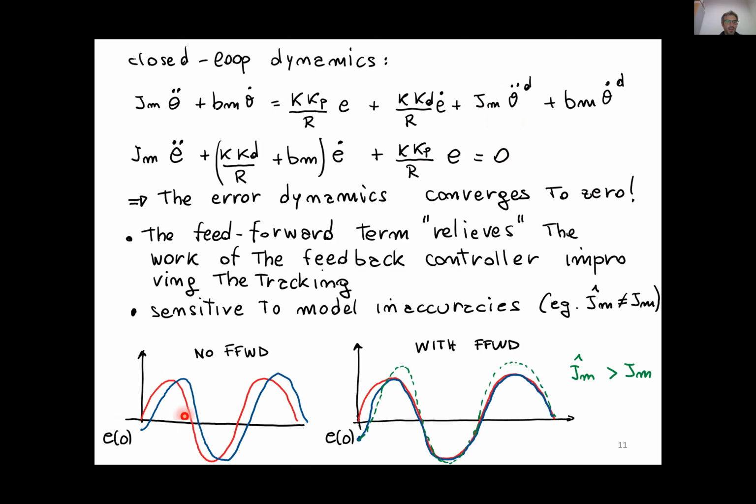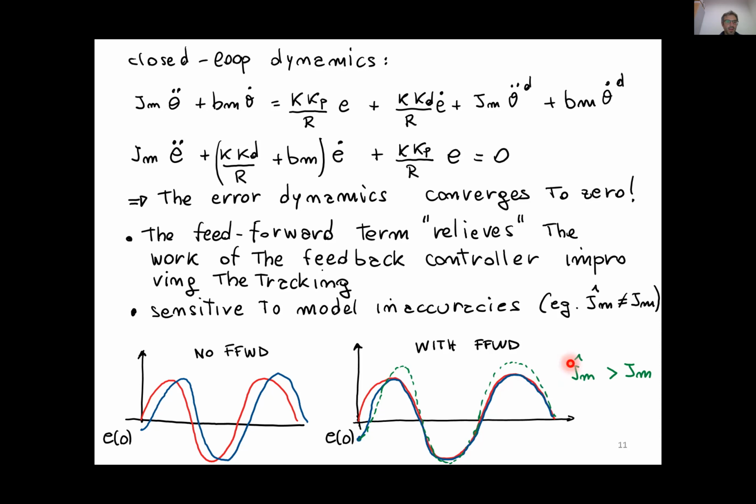And we see here on the left plot for a sinusoidal reference that in case of no feed-forward action, we always have a kind of delay in the control action. And with feed-forward, even if we start from an initial tracking error, let's say the reference is different from the initial state, after a while the feedback action will bring the tracking error to 0, and because of the feed-forward term, the tracking will be perfect.